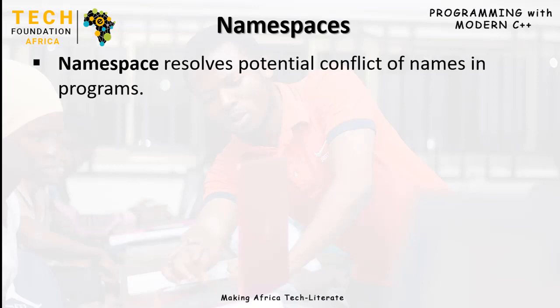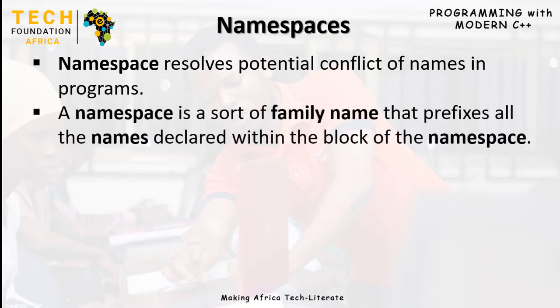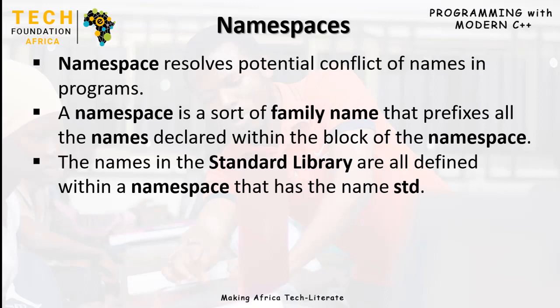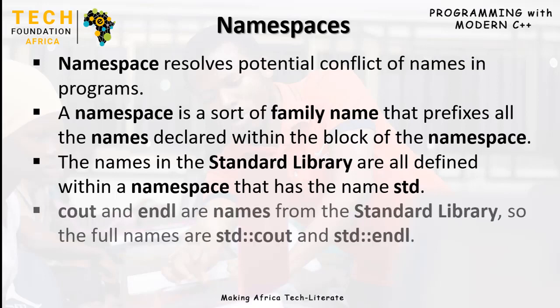The C++ standard library, for instance, defines a lot of names, more than you can possibly remember. Is that okay? Accidental use of standard library names could also cause a problem. Namespaces are designed to overcome this difficulty. A namespace is a sort of family name that prefixes all the names declared within the namespace. The names in the standard library are all defined within a certain namespace called std. Is that okay? That is why in the code you saw something like std::cout, std::endl.